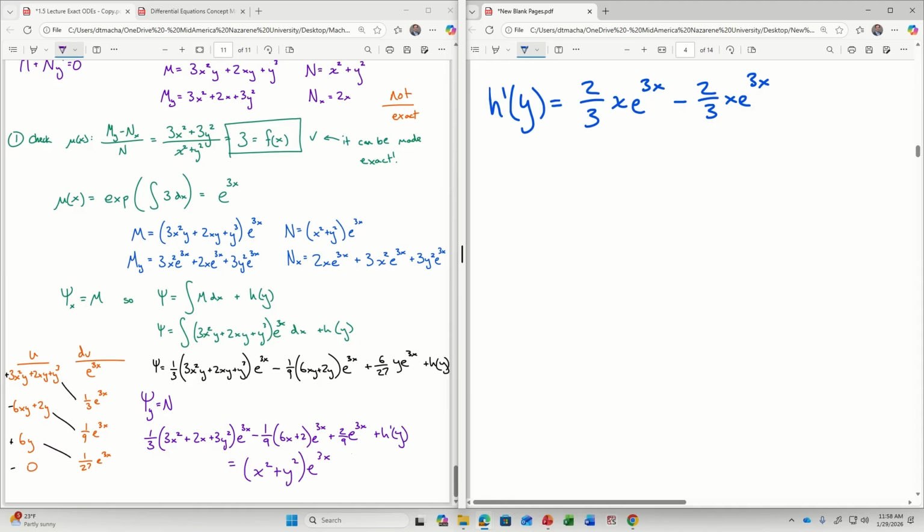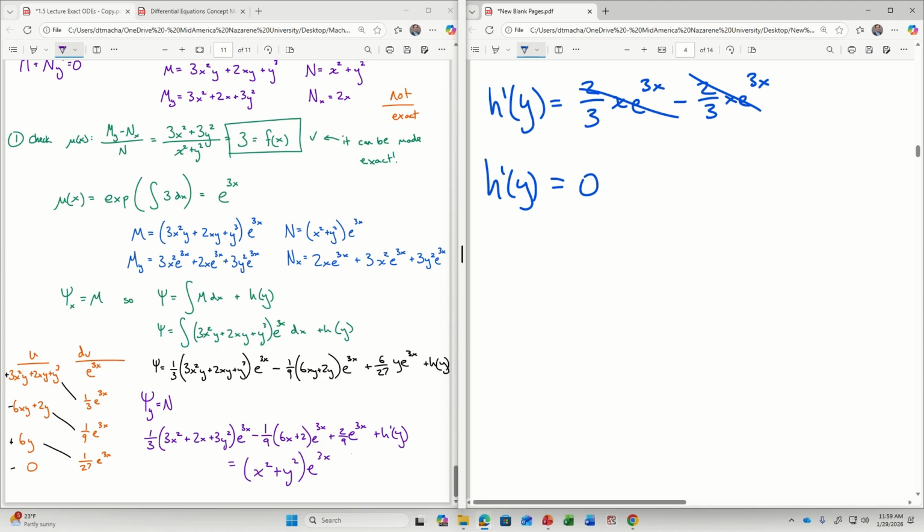So now I'm moving on to here, where I've got just negative 2/9 e to the 3x, but we move that to the other side of the equation, so that becomes positive 2/9 e to the 3x. Oh, and then it cancels out that one. So what is h prime of y? It all cancels. It's 0. That is a lot nicer. That saved us from having to do integration by parts, and it saved us from getting the wrong answer.